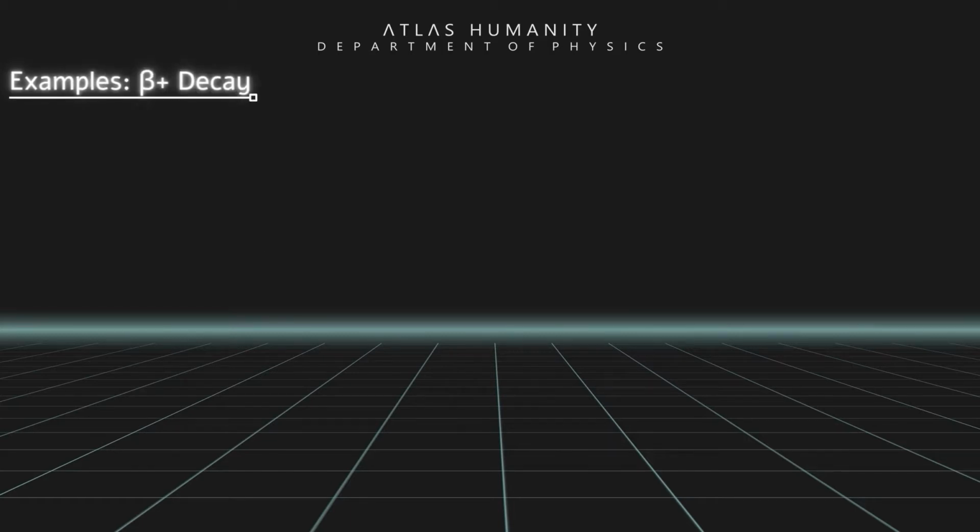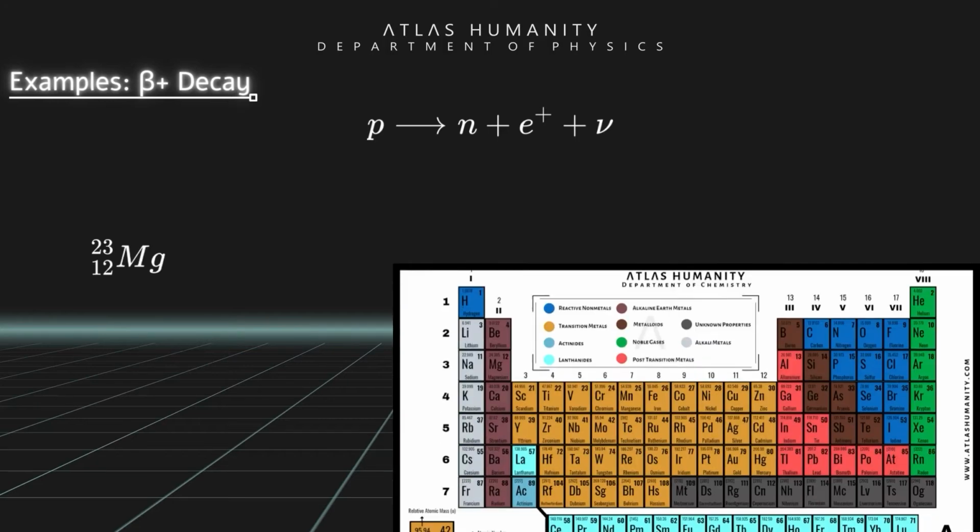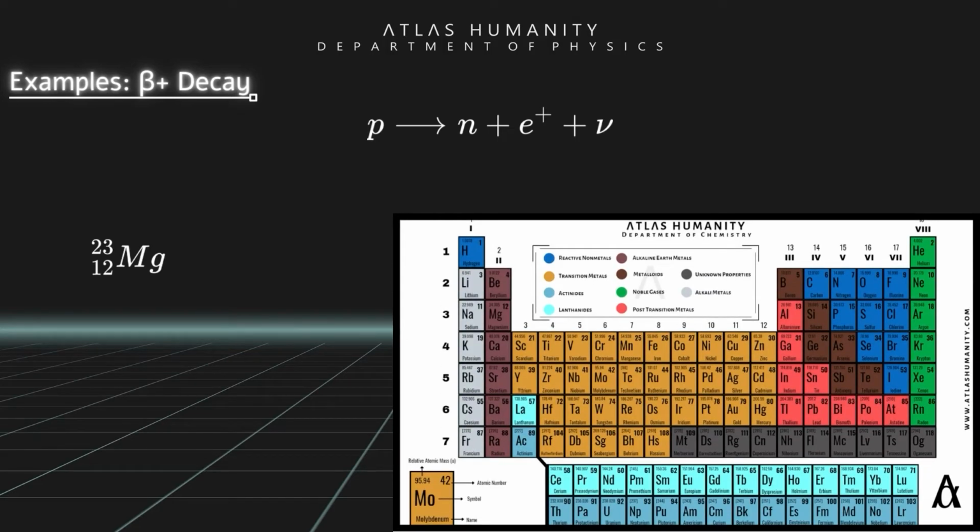Beta plus decay. In beta plus decay, a proton decays into a neutron, a positron, and a neutrino. Let's take, for example, magnesium-23. Magnesium is the 12th element of the periodic table, so we have 12 protons. In beta plus decay, a proton spontaneously decays into a neutron, a positron, and a neutrino.